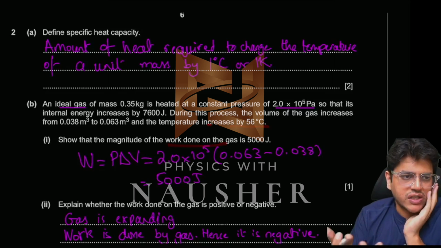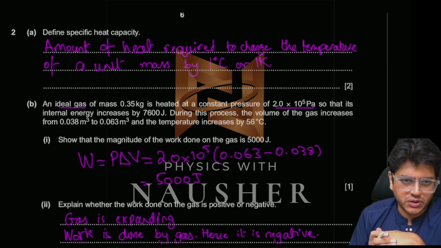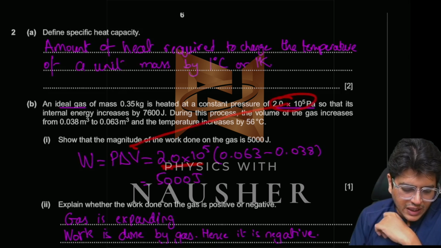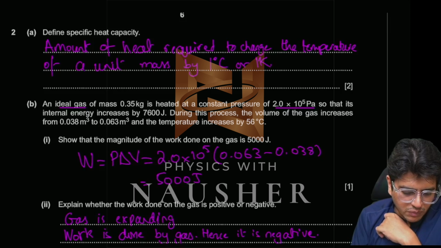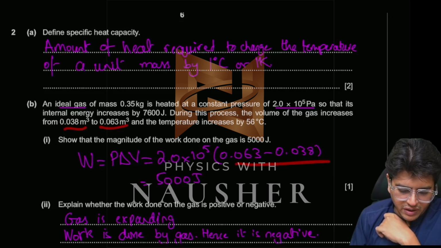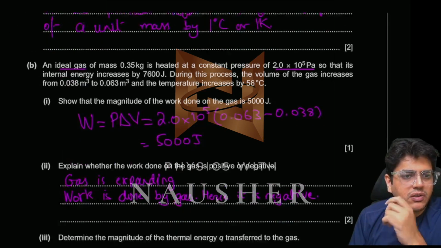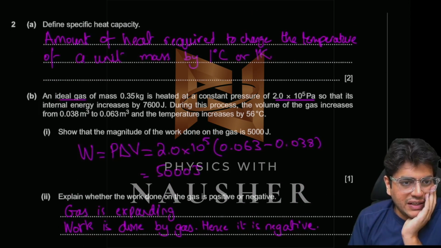Work done. What is the formula for work done? Work done is pressure times change in volume. So you have the pressure, which is 2 times 10 to the 5, which you will plug in over here, and then you have the change in volume, which is this minus this, which you do over here, and you will get your answer as 5,000 joules.